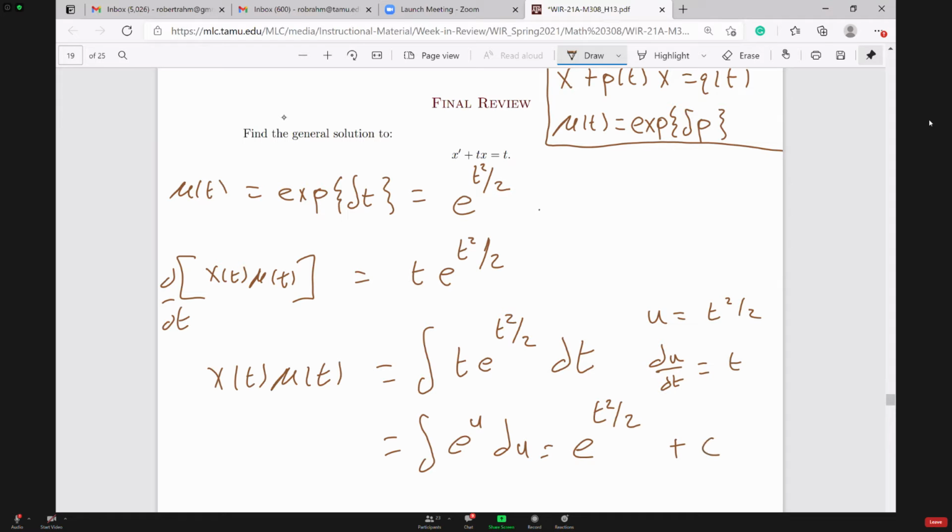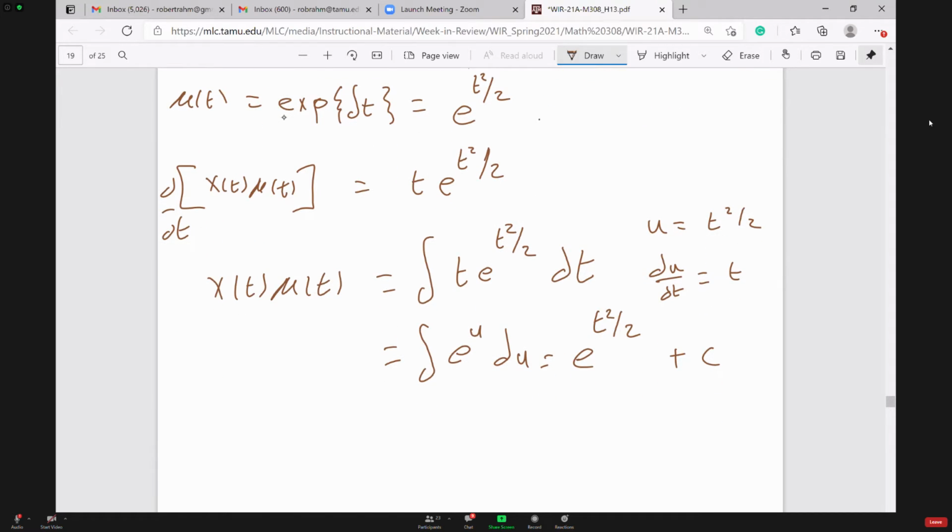plus c. Okay, so then x of t, and of course, I'll go ahead and write mu here. Mu is e to the t squared over 2. So then x of t, if I solve for x, if I divide both sides by e to the t squared over 2, e to the t squared over 2 divided by e to the t squared over 2 is just 1, plus c e to the minus t squared over 2. Like that.